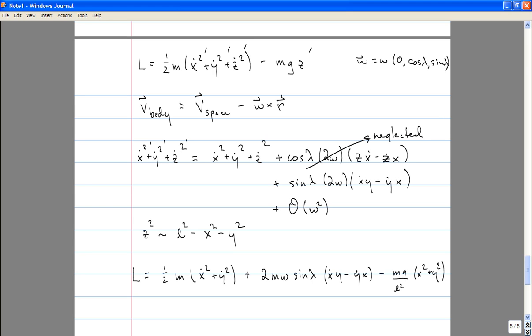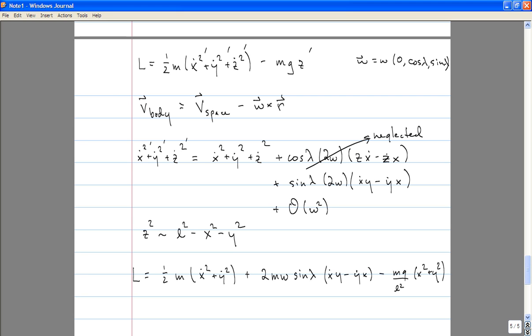Yes? Why did you neglect the term? This term I neglected because z is going to be approximately constant. We could keep it in if you like, but z is approximately constant. And if z is constant, then the x dot term is a total time derivative, so it doesn't contribute to the equations of motion. Whereas the z dot x, I'll just take that to be small because z is going to be approximately constant. Yeah, thank you. I should have made that a little more clear.